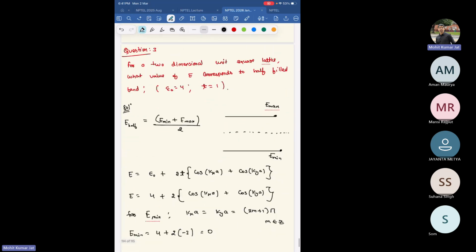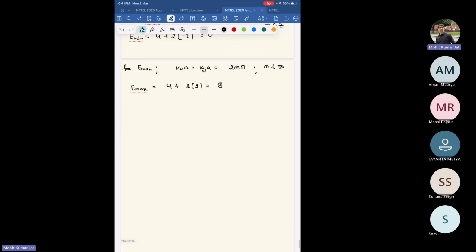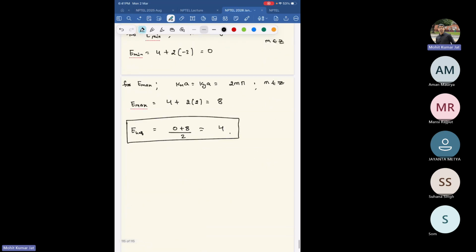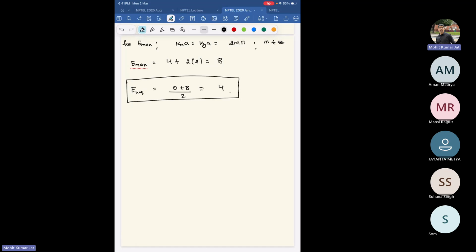Now if you want to know the energy at which these levels will be half filled, it will be nothing but E minimum plus E maximum divided by 2. So E half will be 0 plus 8 divided by 2, that will be 4. So this value will be 4. E max is 8, E min is 0. Is there any doubt or question on this one?